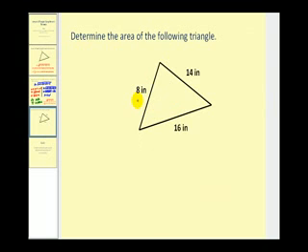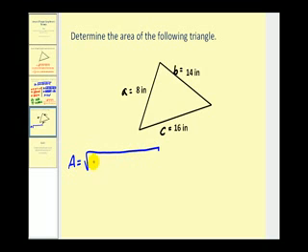Here we have a triangle with sides of length 8, 14, and 16 inches. Just to keep things organized, let's go ahead and call this A. We'll call this B. And we'll call this C. Let's go ahead and write out Heron's formula. The area is going to equal the square root of S times S minus A times S minus B times S minus C.